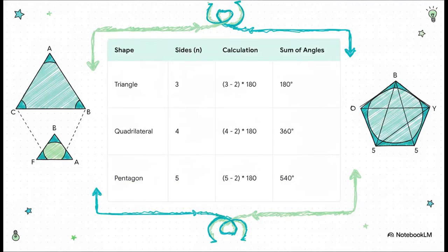And look at how perfectly this works. For a triangle, which has 3 sides, we do 3 minus 2, which is 1, times 180, and we get 180 degrees. For a quadrilateral with 4 sides, it's 2 times 180, which is 360. A pentagon, 3 times 180, 540 degrees. The pattern holds true no matter how many sides you've got.